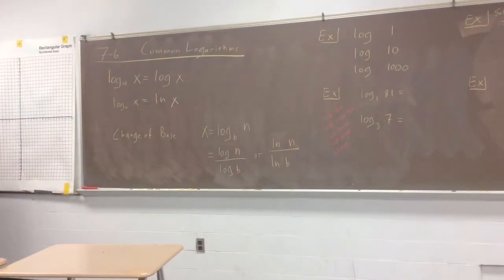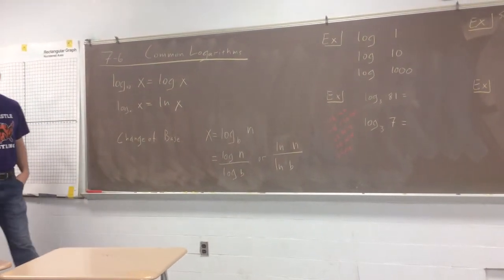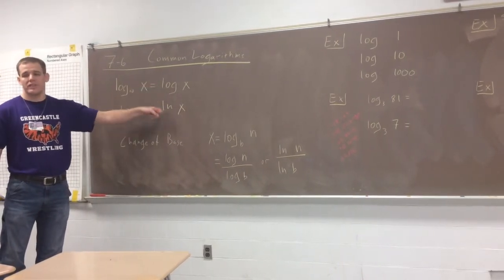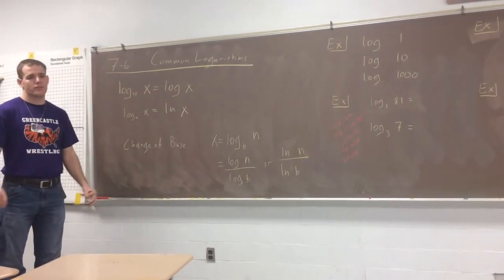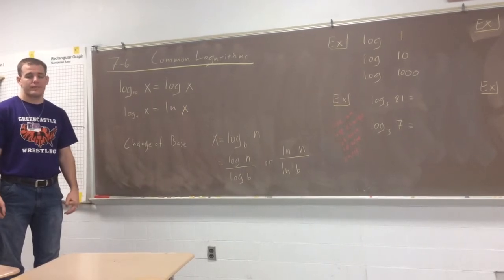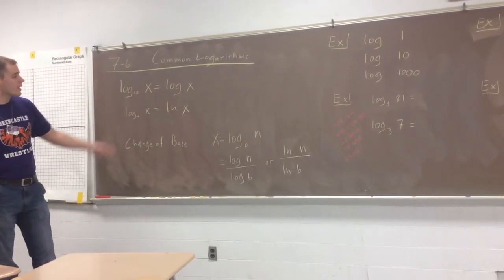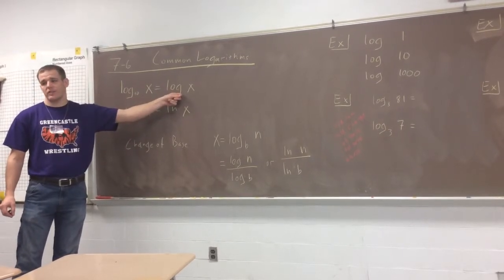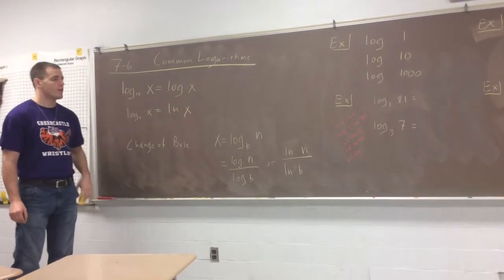Common logarithms. These are the only logarithms. This and ln of x are the only two you will see on your calculator. You don't have log base 3, log base 4, log base 5. And I will show you why. We write log base 10, we don't put the 10 on there. We just write it log of x.